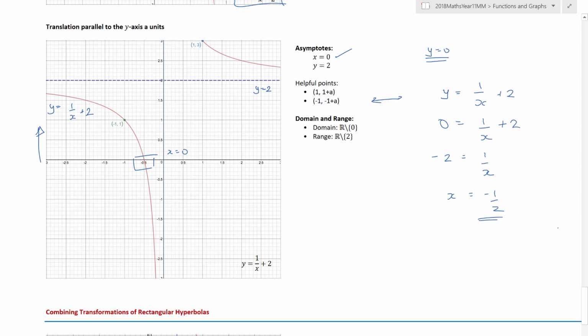Is that my crossing point? No, it is not. And so my advice to you is write on your graph that you would want minus a half, comma 0. That is your x-axis intercept, and it's the only one that there's going to be.